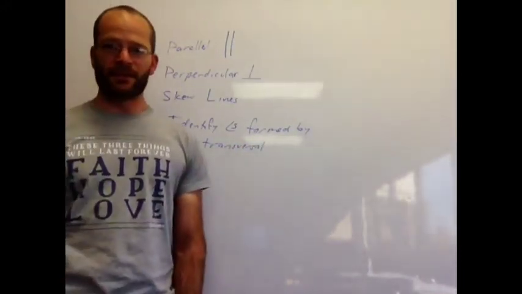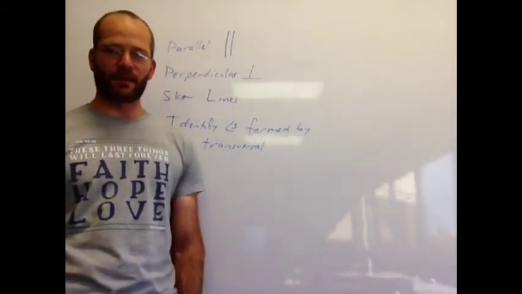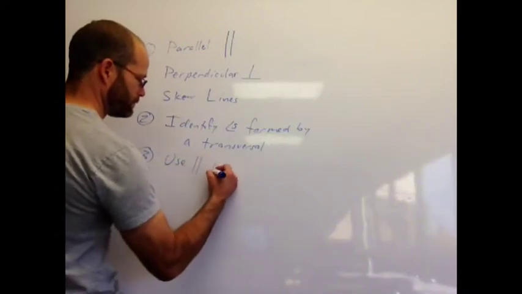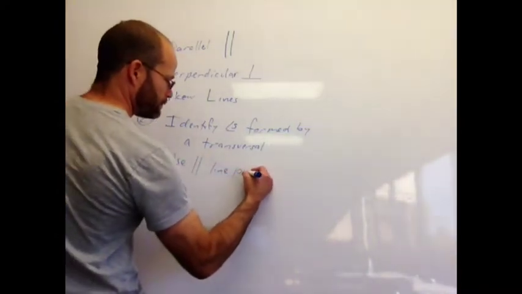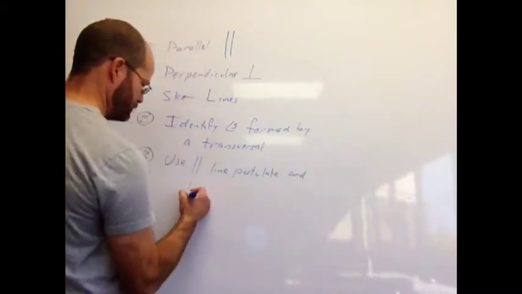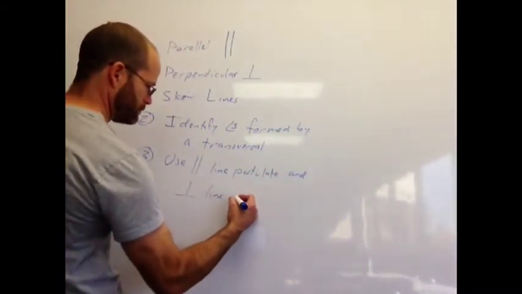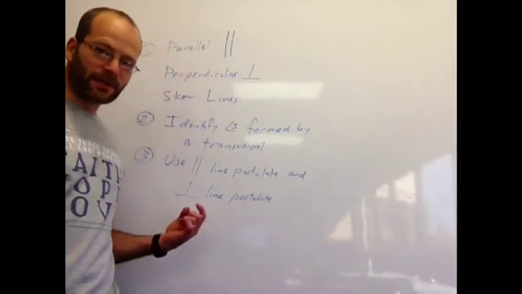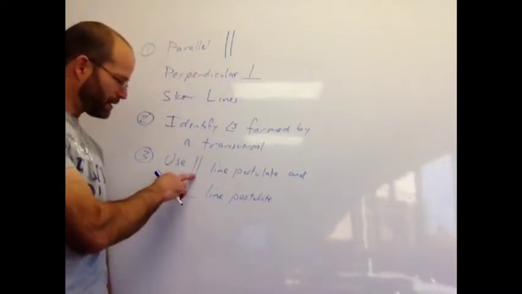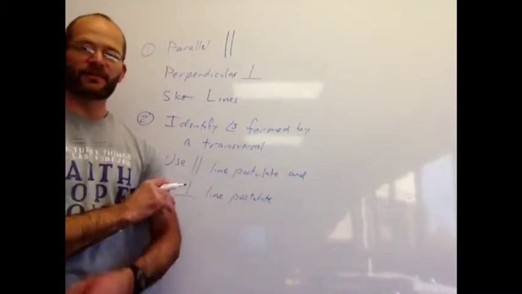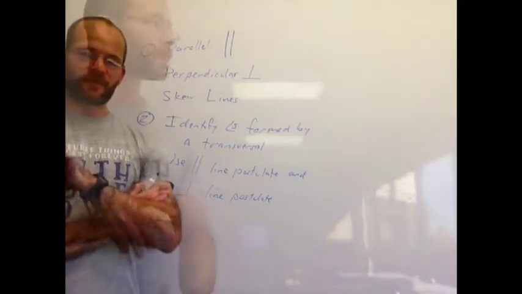And number three, I want you to be able to use the parallel line postulate and the perpendicular line postulate. I'm already assuming you know what these symbols mean. This says use the parallel line postulate and the perpendicular line postulate. So these are the three objectives that you should be able to come away with from this lesson.